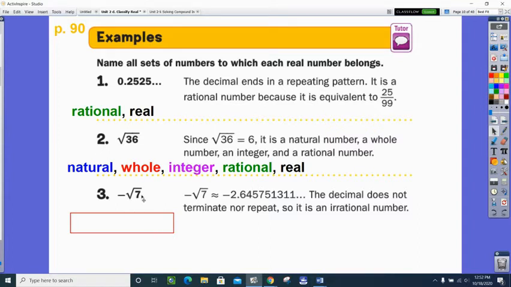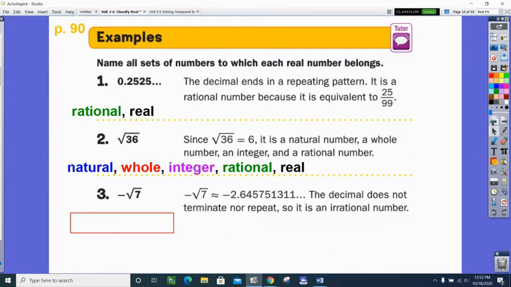Now, the square root of 7, if we look at the perfect square trail on our multiplication chart, is not circled. It's not a perfect square. So if we did put it in the calculator, you're going to see something like this. It happens to be negative as well. They're looking for the negative root. It never repeats. It never terminates.